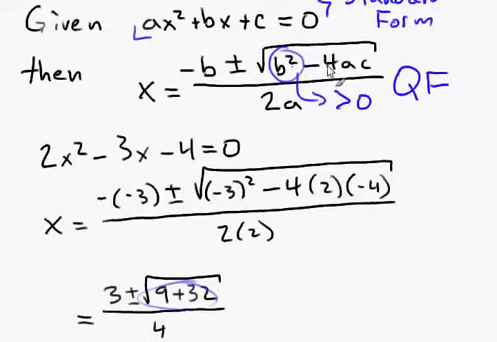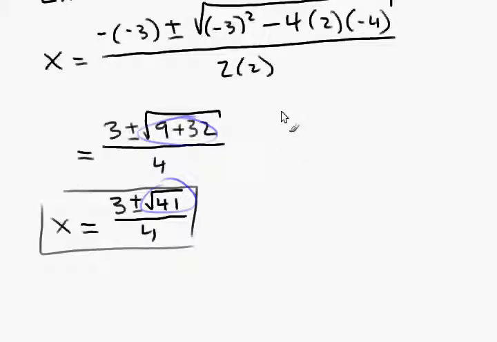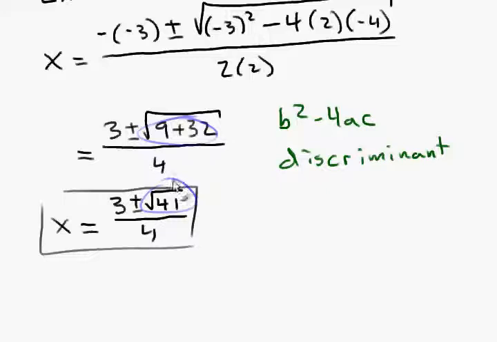Back to the equation, this right here, change colors, make it pop. B squared minus 4ac. This is called the discriminant, and we need it simplified like this.